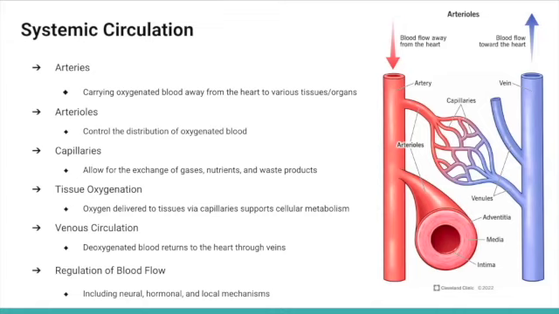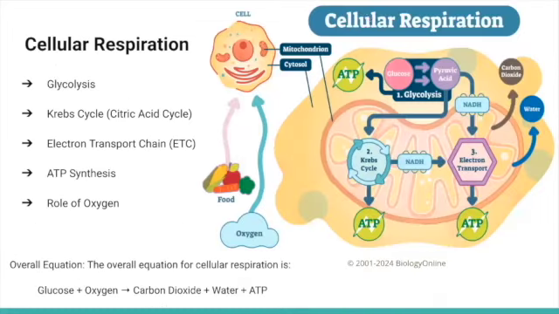And last, we have regulation of blood flow, including neural, hormonal, and local mechanisms. These mechanisms ensure that oxygen delivery is matched to the metabolic demands, maintaining tissue oxygenation and overall physiological balance. Making sure that we understand all of this process is essential for sustaining cellular function, supporting metabolic activities, and maintaining overall health and viability.